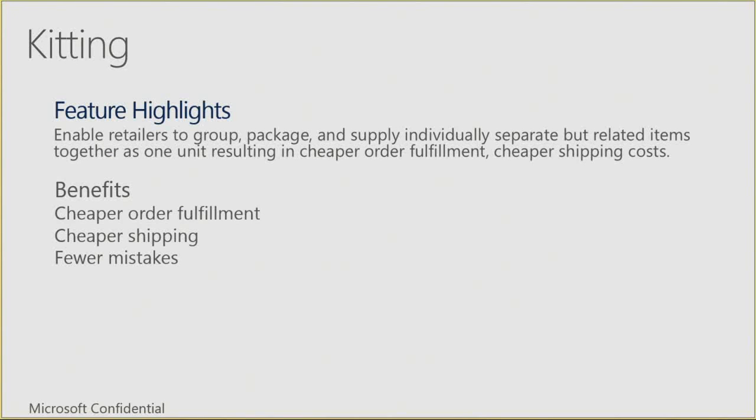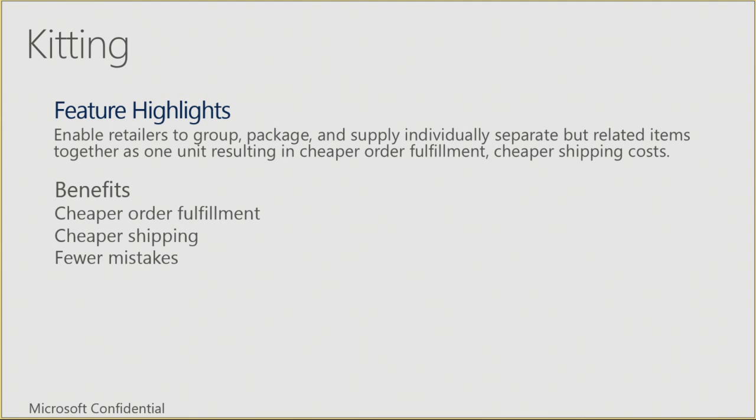So kitting. You probably already know what kitting is, but I'll say it anyway: it enables retailers to group, package, and sell individually separate, distinct products, but put together as a related item. Sell the kits. The benefit of kits is it allows retailers to have a cheaper order fulfillment, because you're dealing with a bundle or a kit which is a collection of products and not individual items.